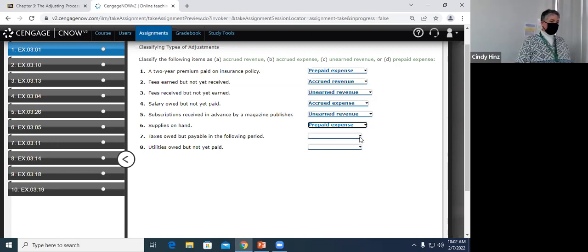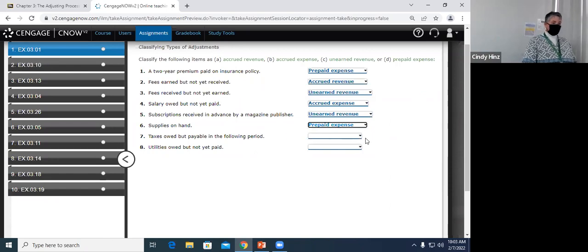Taxes owed but payable in the following period. Because it's February and tax season just opened for personal income taxes for the 2021 tax year, I think everybody gets how this works. If you're a corporation, you have to also pay those same type of income taxes. The corporation is liable for taxes. So if you use a calendar year for financial reporting, your taxes might not be due till, say, March 15th. But when you prepare your financial statements for 2021, ending December 31st, 2021, you need to record that expense on your financial statements, even though you're not going to pay it for another couple months, potentially.